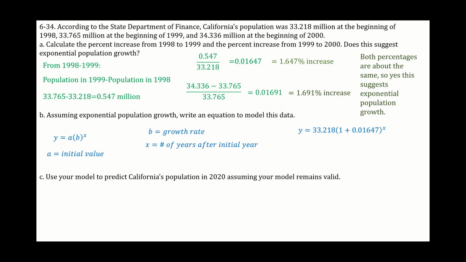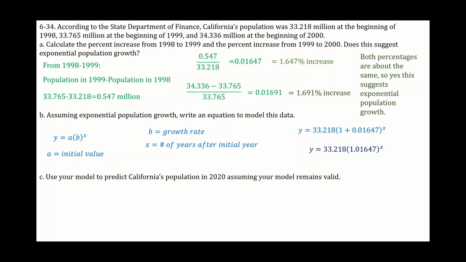So in this case, I'm going to choose to use 33.218 as my initial value for 1998. And then my percent increase from 1998 was 0.01647. So my growth rate is 101.647%. That's why my base is 1 plus 0.01647, because I have 100% of what I started out with, and I'm adding an additional 1.647%. And then x will be the number of years after 1998. So this is the function I used.